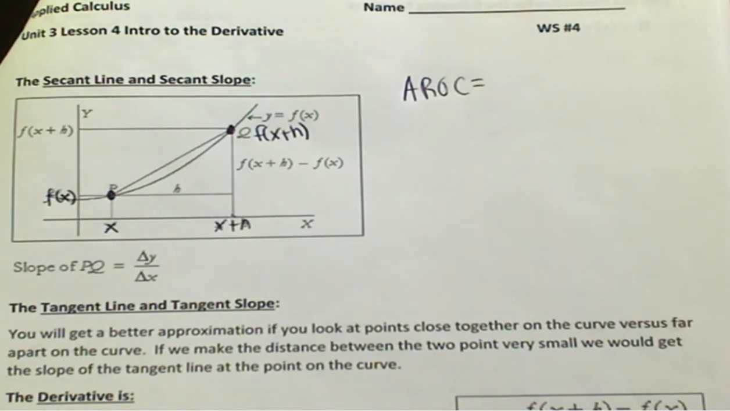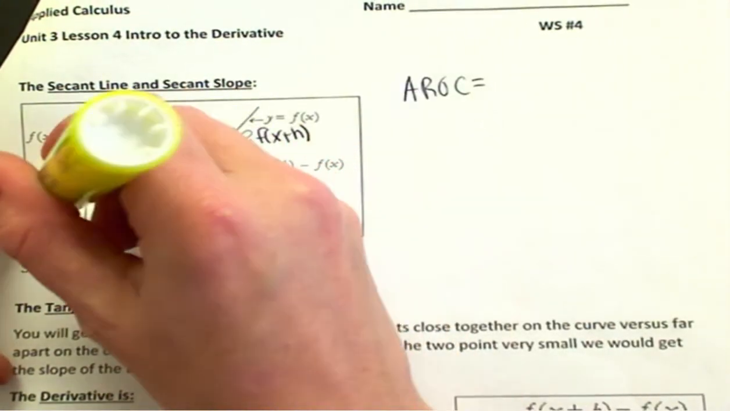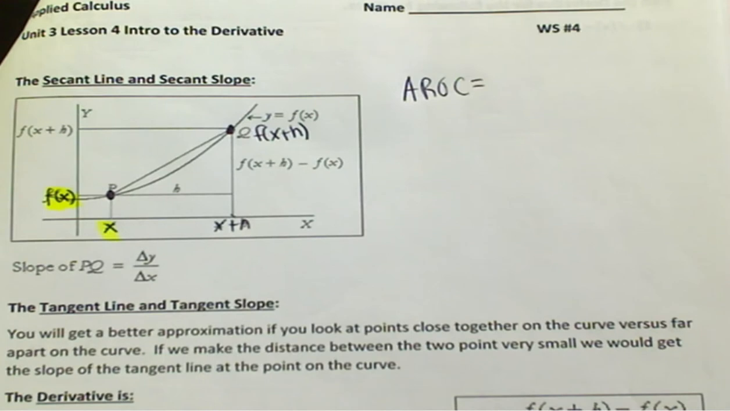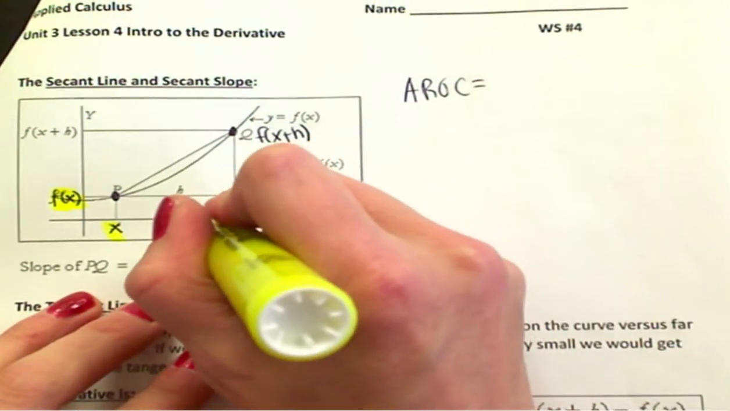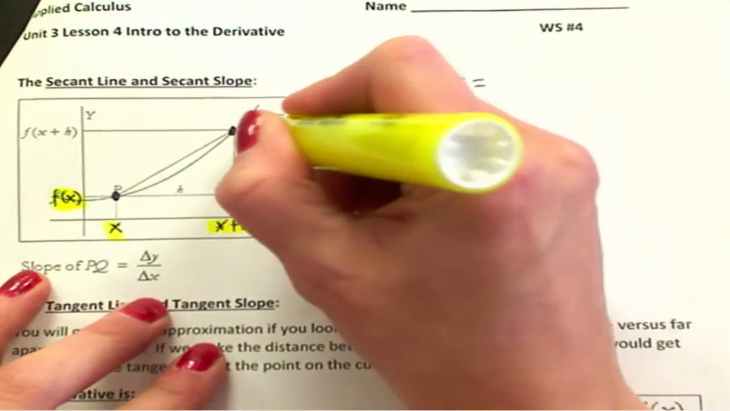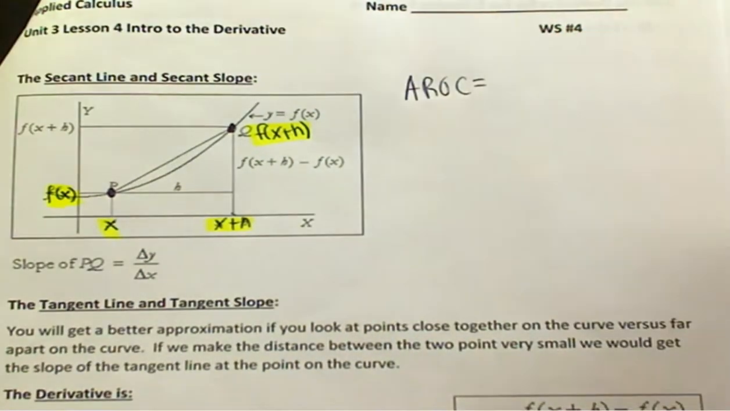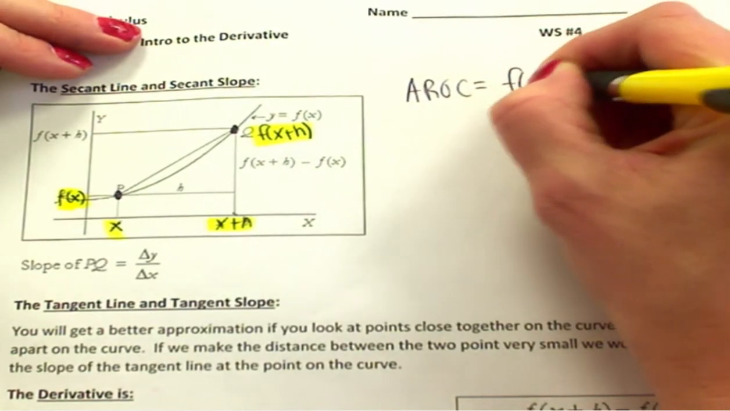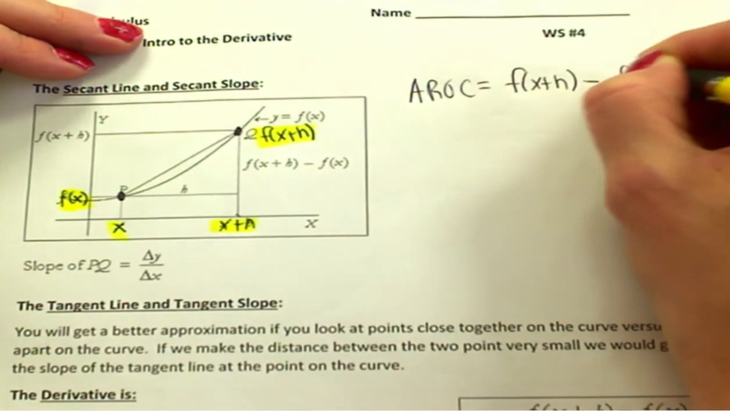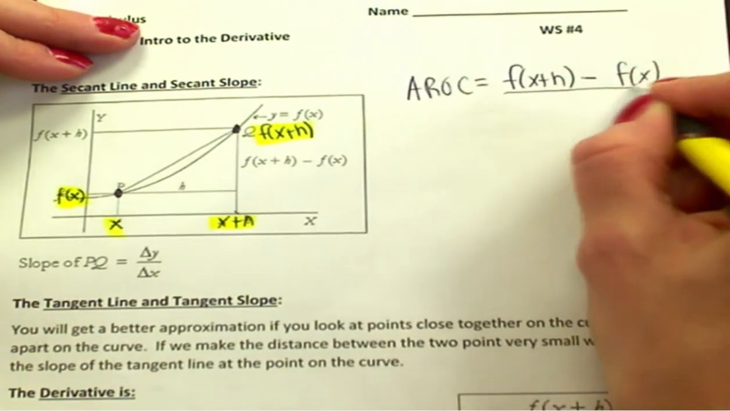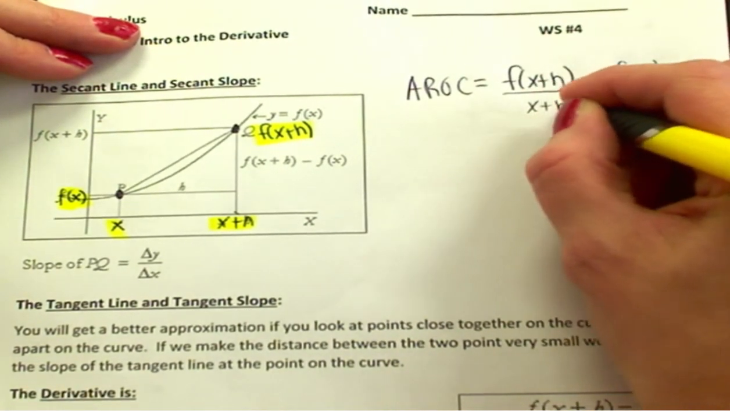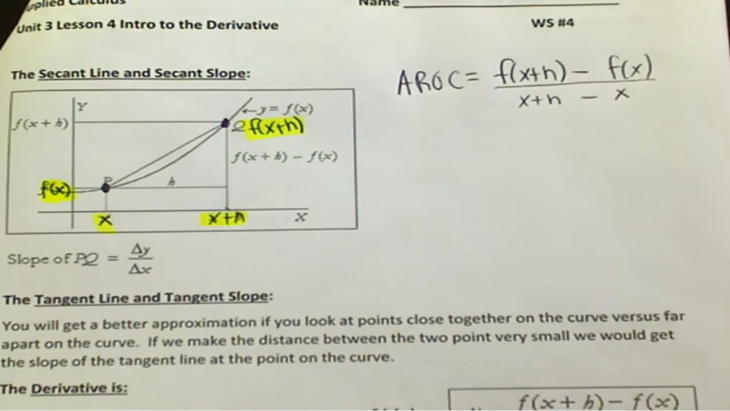Now the 2 points are highlighted up here. Here's the first point, x, f of x, right? X and y. Here's the second point, x plus h, f of x plus h. Those are my 2 points on the graph. That's average rate of change. So f of x plus h minus f of x all over x plus h minus x. That is average rate of change because it's slope between 2 points.